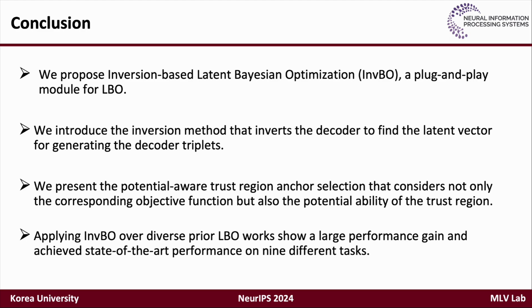In summary, we propose inversion-based latent Bayesian optimization, which is called InvBO, a plug-and-play module for LBO. Next, we introduce the inversion method that inverts the decoder to find the latent vector for generating the decoder triplets. Next, we present the potential-aware trust region anchor selection that considers not only the corresponding objective function, but also the potential ability of the trust region. Finally, applying InvBO over diverse prior LBO works shows a large performance gain and achieved state-of-the-art performance on 9 different tasks.